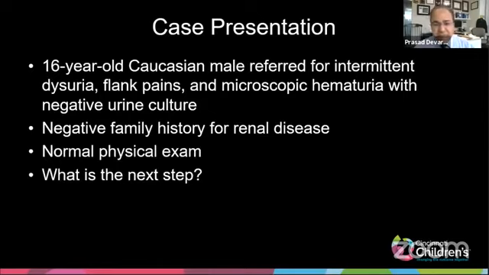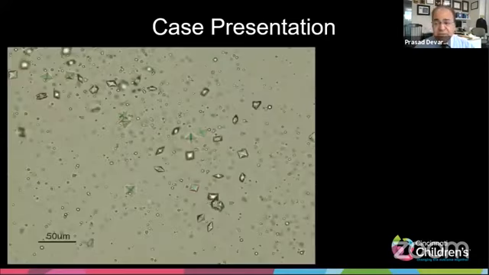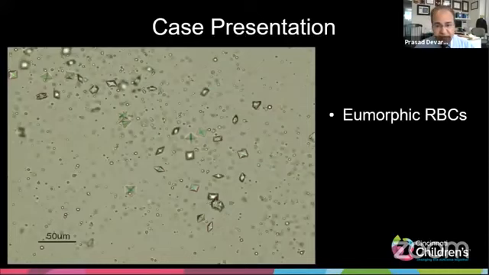So when this patient presents to us, what is the next step? Many of these questions are, of course, directed towards the trainees in the audience. So our next step is to look at the urine very carefully. And so we spin the urine down, we look at it, and this is what we see. What we see is eumorphic red blood cells. You can see that, those little dots all around.